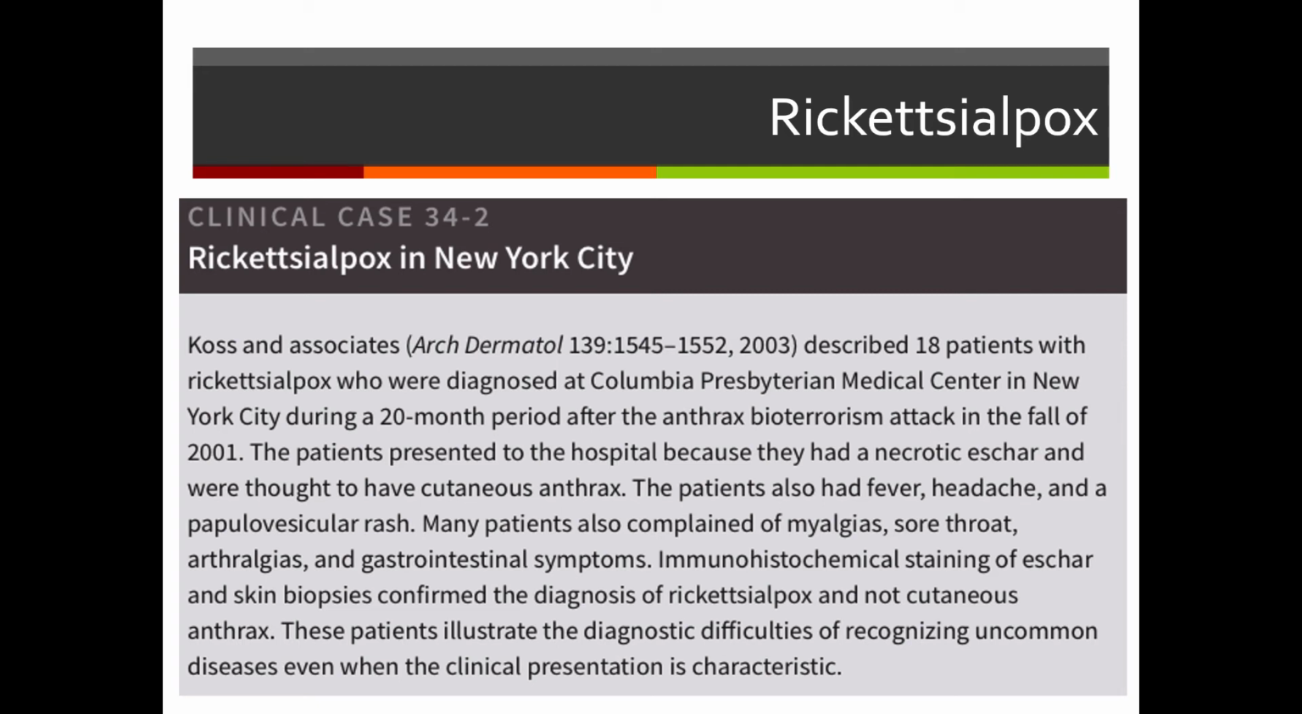These patients illustrate the diagnostic difficulties in recognizing uncommon diseases even when the clinical presentation is characteristic. Prior to the fall of 2001, physicians were not going to think, ooh, you have a black eschar, you have anthrax. They probably weren't really going to think rickettsial pox either. Well, what kind of infection is causing this necrotic wound? After the fall of 2001, doctors were like, oh yeah, that's anthrax. But it turns out, even though a black eschar is a fairly uncommon clinical manifestation of disease, when your brain is thinking anthrax, it's going to go anthrax, even though it's not always anthrax. And in this case, it was rickettsial pox.